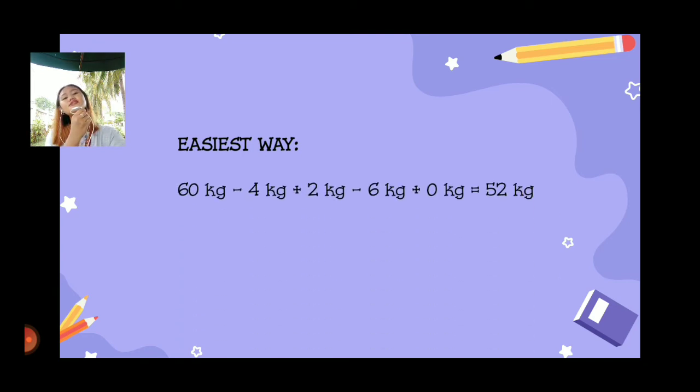So for the easiest way, it is easy, you just subtract, because it's 60 kg. In the first week, minus 4. In the second week, plus 2. In the third week, minus 6. In the fourth week, it just remained. So therefore, 60 minus 4 plus 2 minus 6 plus 0 is 52 kilograms.